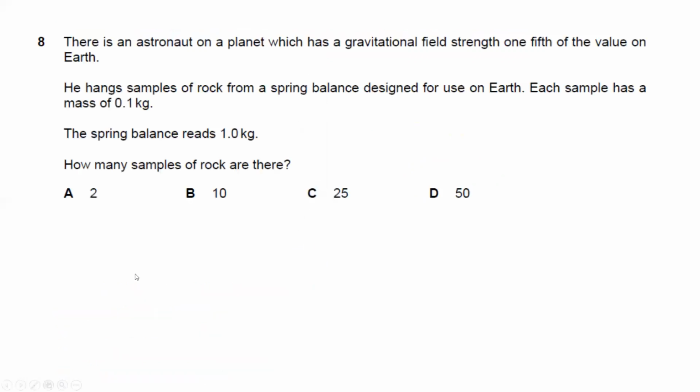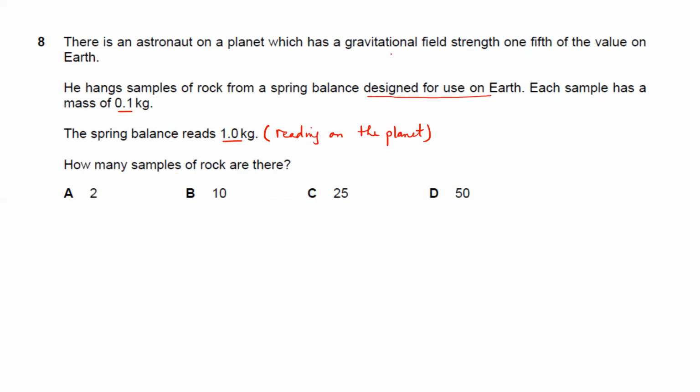Next question, question number 8. It says there is an astronaut on a planet which has a gravitational field strength 1/5 of the value of Earth. He hangs samples of the rock from a spring balance designed for use on Earth. Remember this, designed for use on Earth. Each sample has a mass of 0.1 kg. The spring balance reads this on the planet. How many samples of rock are there?